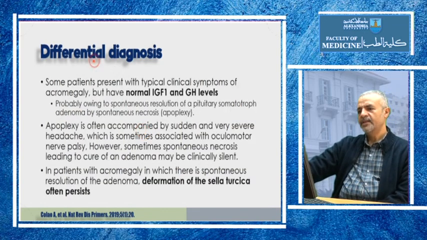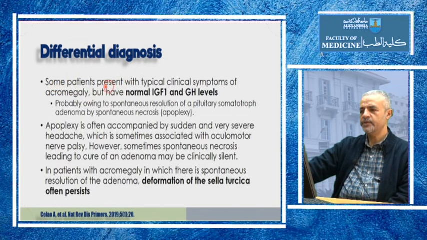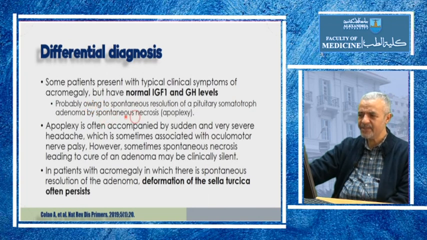Also included in the differential diagnosis is that some patients present with typical signs and symptoms of acromegaly with a normal IGF-1 and normal growth hormone, probably due to spontaneous resolution. So we are talking about a disease which may spontaneously remit, and this can occur by spontaneous necrosis or spontaneous apoplexy.